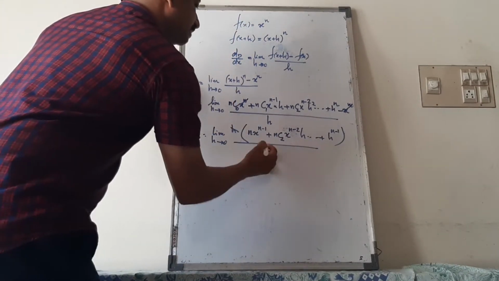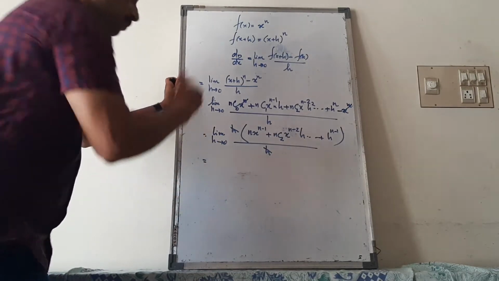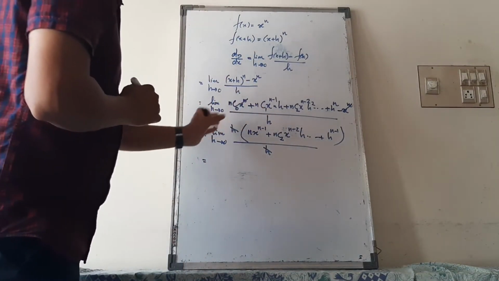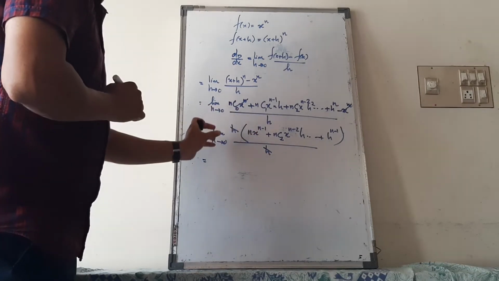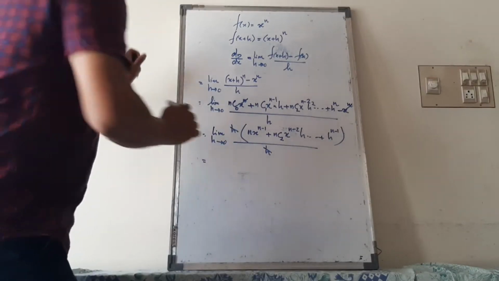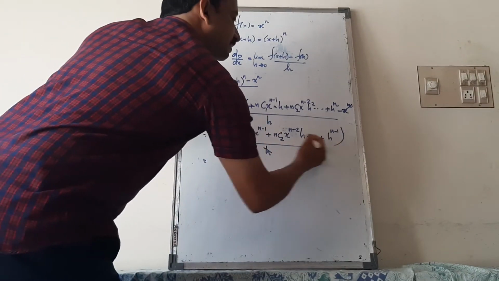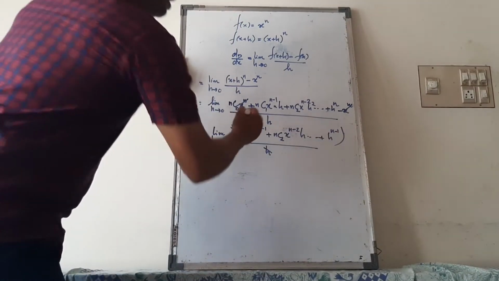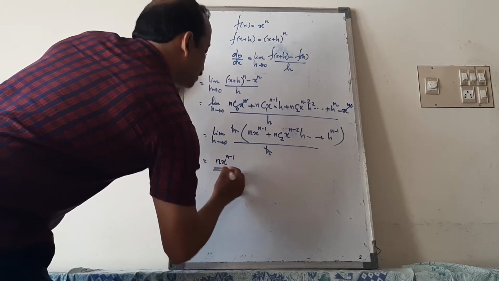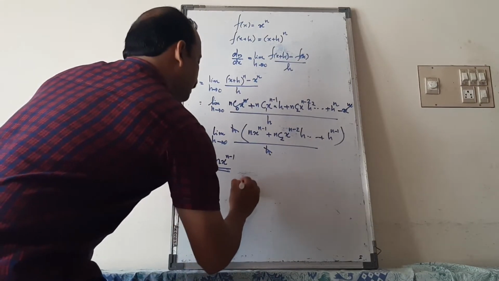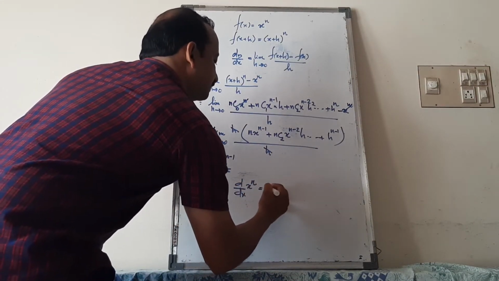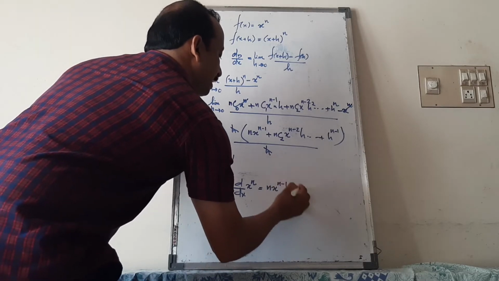Here h cancels. Now we apply limit. In the fraction form, you take h as a common term and then cancel. When we apply limit, we get a definite value. That means all these terms tend to 0. And the balance answer is n into x raised to n minus 1. That means the derivative of x raised to n is n into x raised to n minus 1.